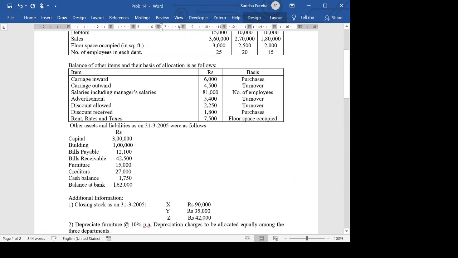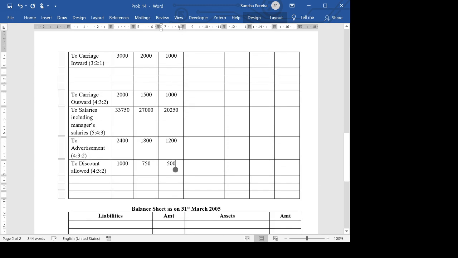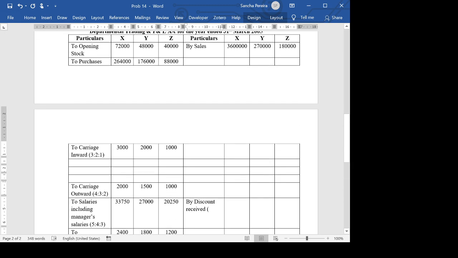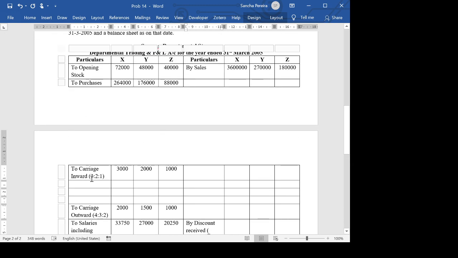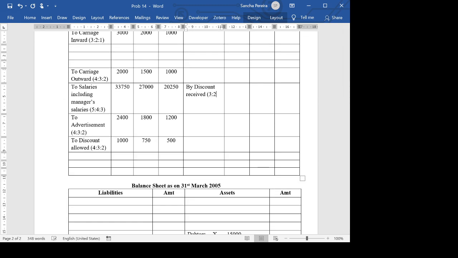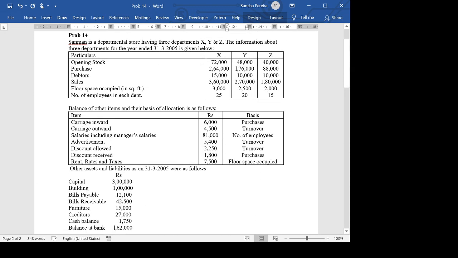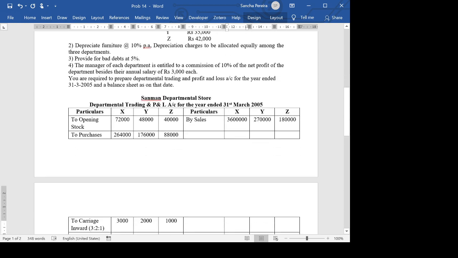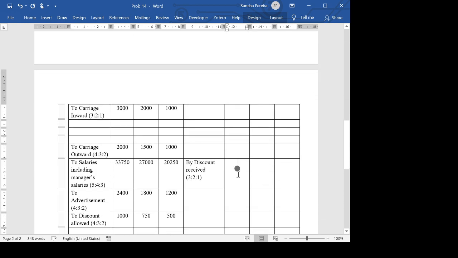Then there is discount received. Discount received comes on the other side. We'll keep a line for gross profit by discount received. Discount received will be on the basis of purchases. So purchases, we already know the ratio, 3 is to 2 is to 1. So discount received on the basis of purchases, 1,800 divided in that ratio, which will be 900, 600 and 300.